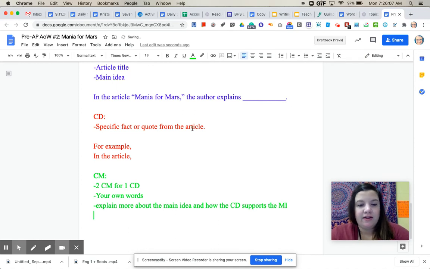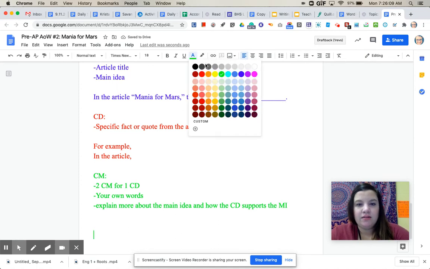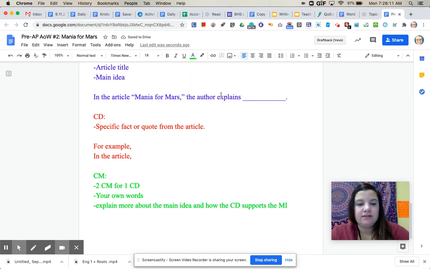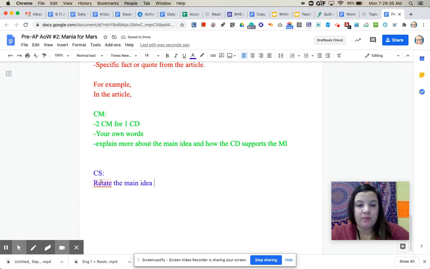And then finally, you have your concluding sentence. Your concluding sentence is restating, restate the main idea. So that is your summary paragraph.